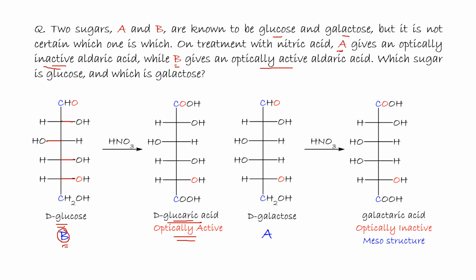On the other hand, the galactose here has right, left, left, and right OHs. Oxidizing it with nitric acid, then we get COOH at both ends. This molecule has a plane of symmetry here, so it is a meso structure and optically inactive. So that's definitely an aldaric acid, and A should be galactose.